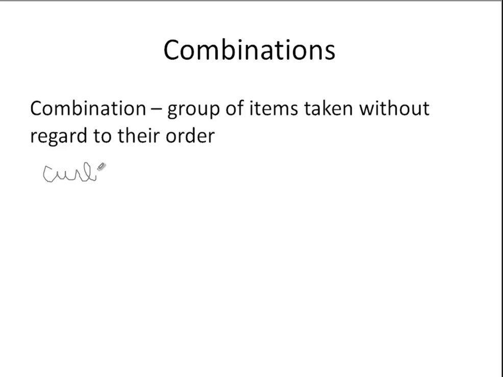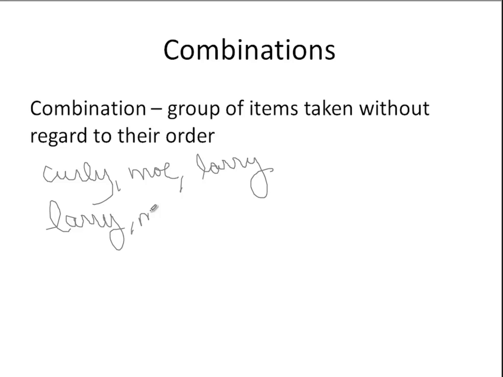Let's say I pick Curly, Mo, Larry. Or we can pick Larry, Mo, Curly. The order does not matter in this case because, as you can see, we have the same people. We have Mo, Larry, and Curly for each group. So order will not make a difference. So that's why this is considered a combination.